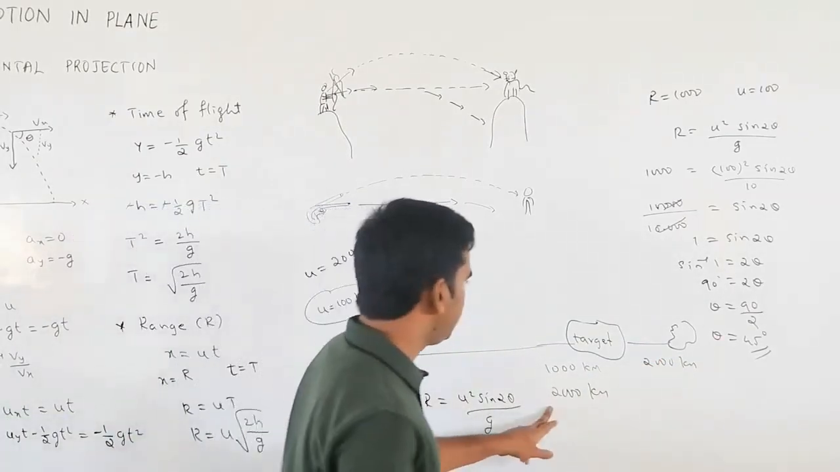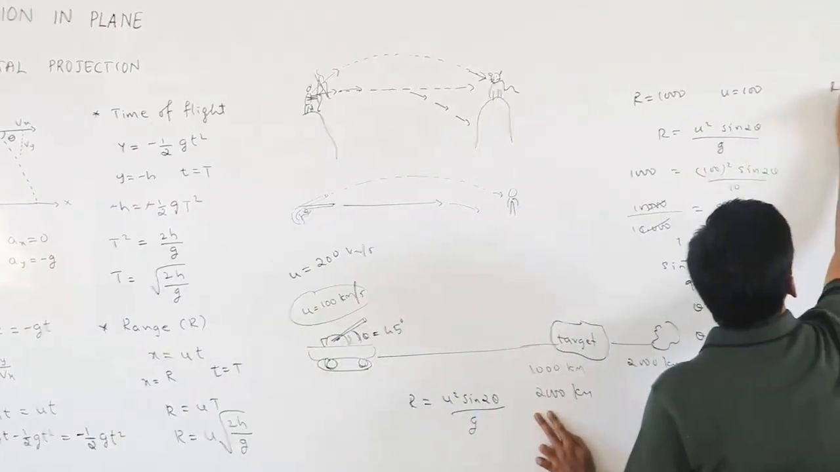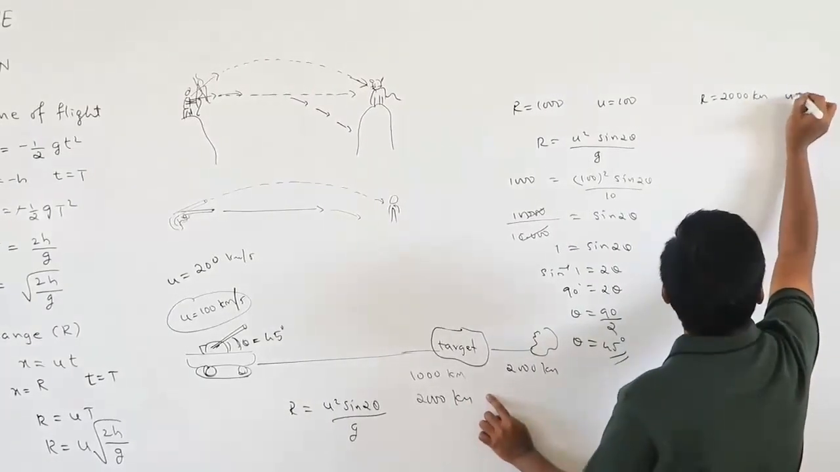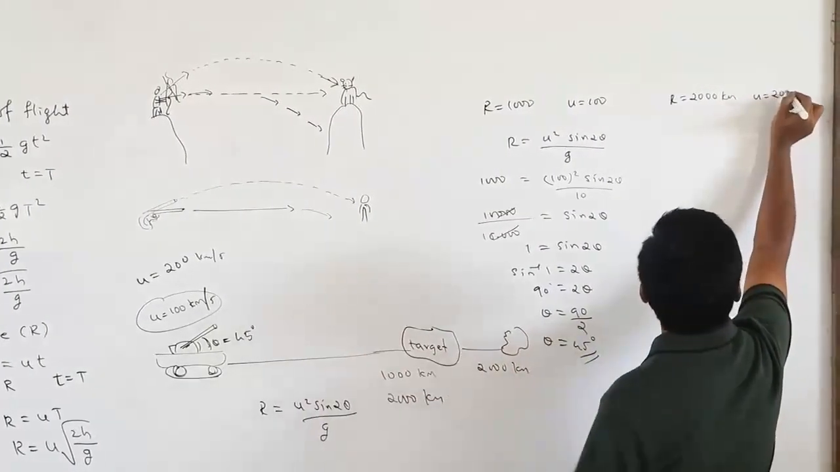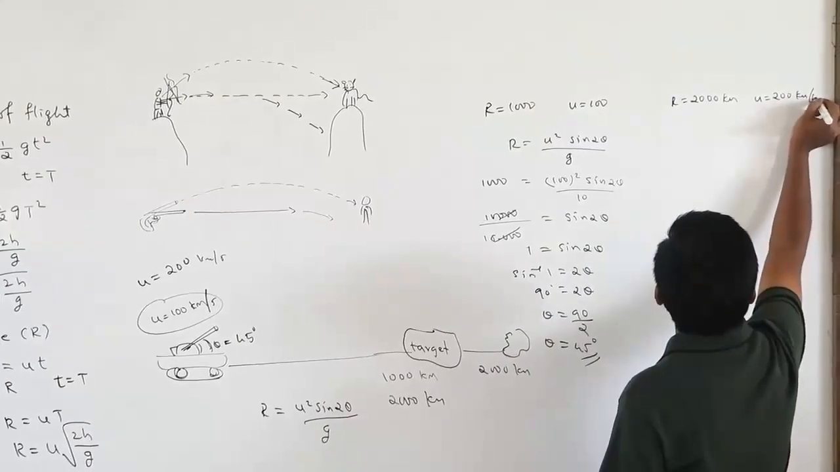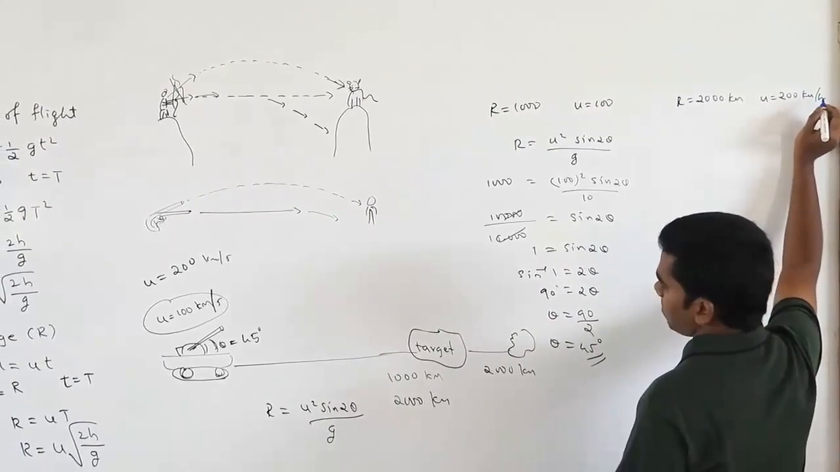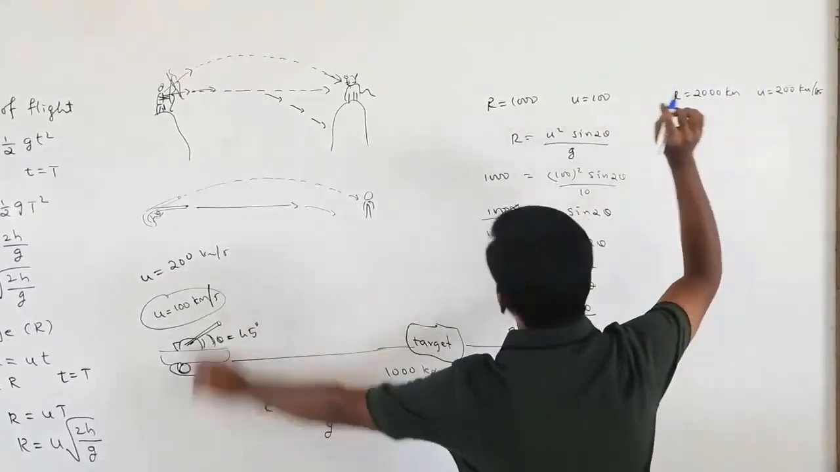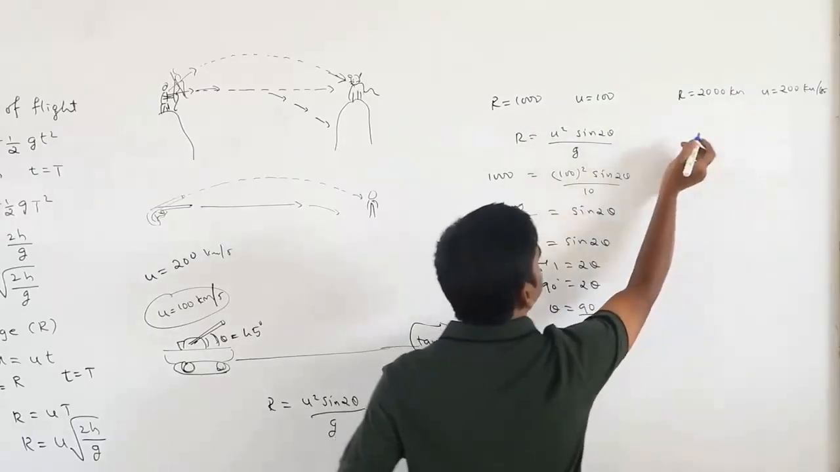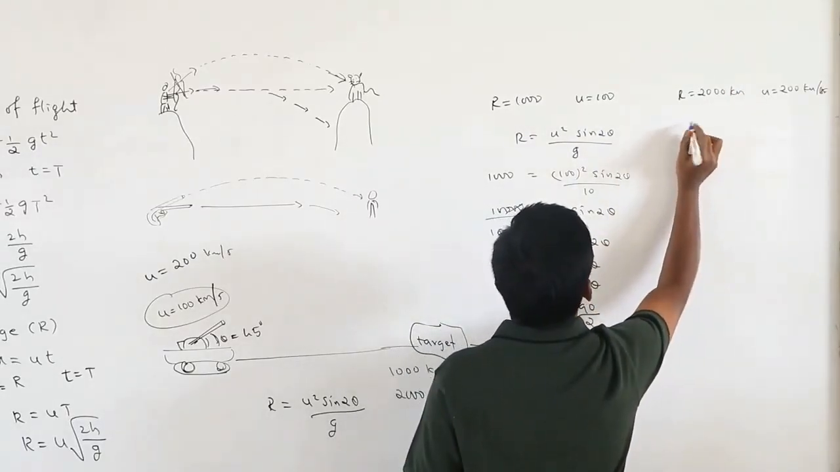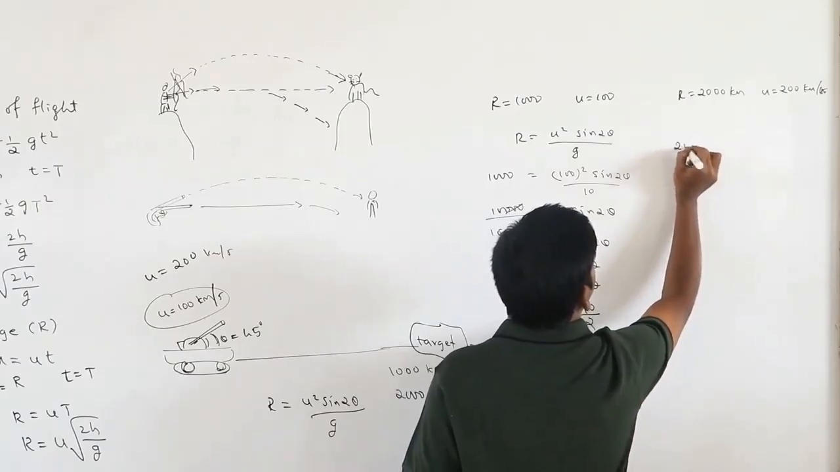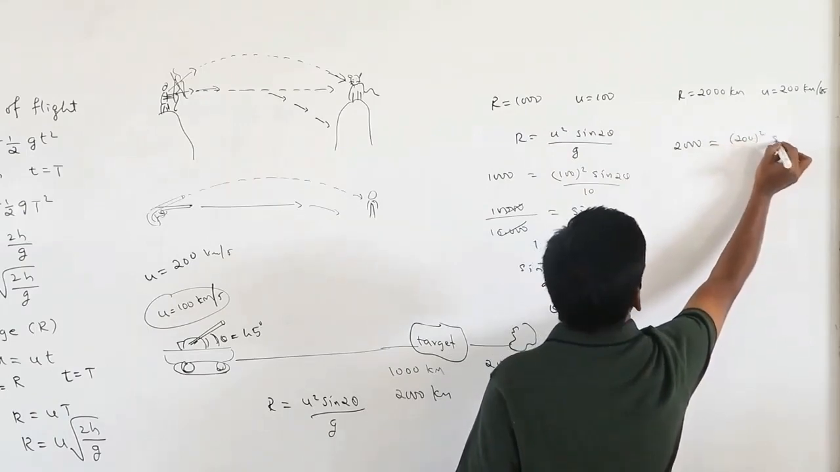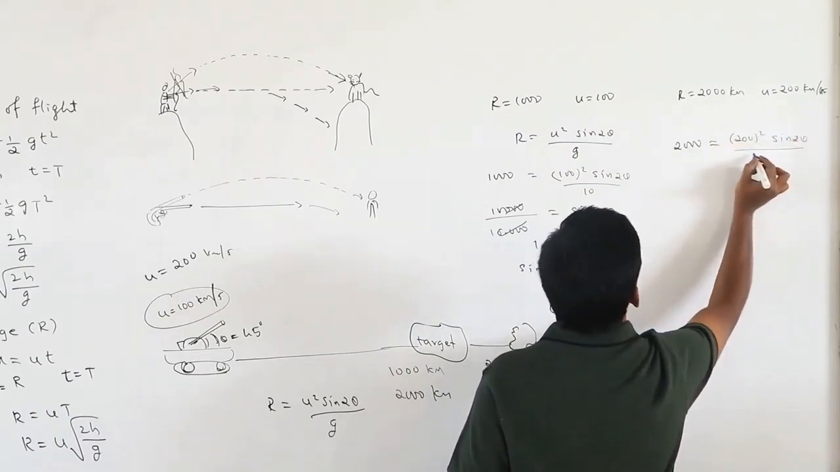So for this, if you want to calculate, R is say 2000 kilometers, and u is say 200 kilometers per second. Or you can take per second or per hour, whatever. So let me say per second, because here we are taking per second. That was not possible, but we'll see. So R equals u square sine 2 theta by g, so 2000 equals 200 square sine 2 theta divided by g.